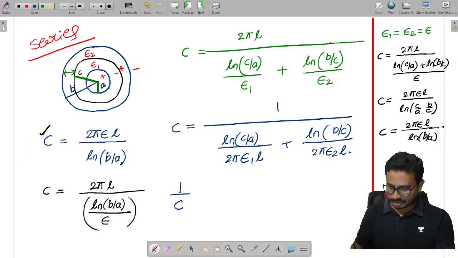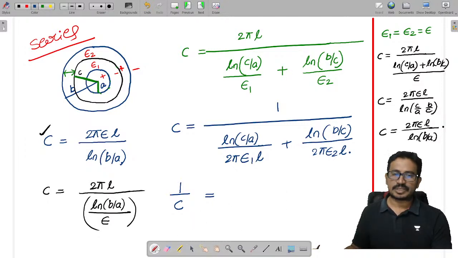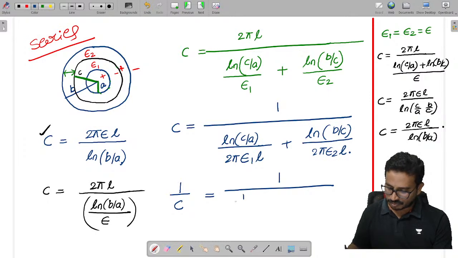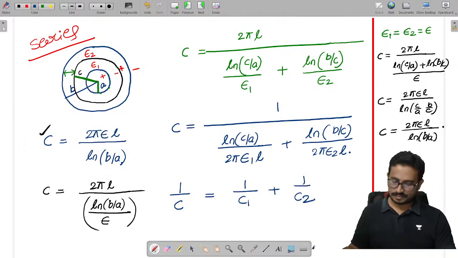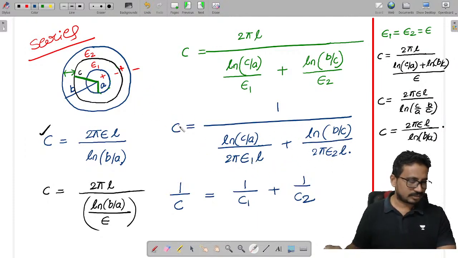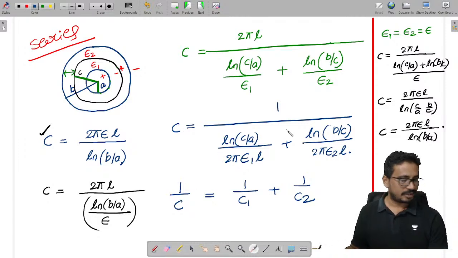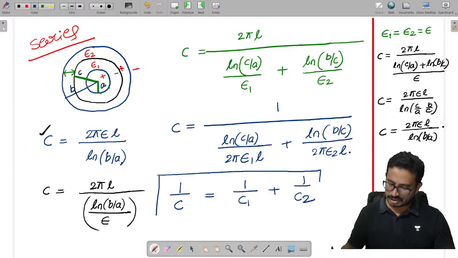So we can write this as 1 by C, which is 1 by C1 plus 1 by C2, right? Where the whole thing is nothing but 1 by C1 plus 1 by C2. Tell me, check it. So this is nothing but 1 by C1 and 1 by C2. I took all of this on the right side, and on cross multiplying this is what we get. Check it.